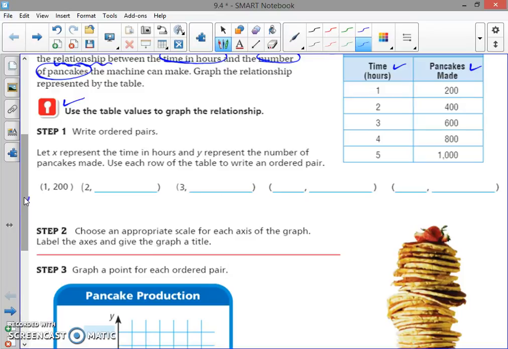Step 1, write your ordered pairs. X is going to represent the time in hours, and Y is going to represent the number of pancakes made. Use each row of the table to write an ordered pair.